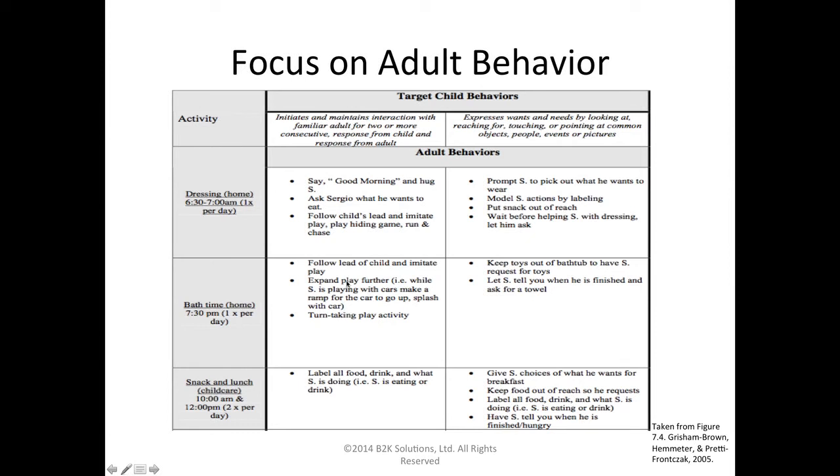But in this illustration, you see these bullets are what adults will do. They'll take turns, they'll expand on play, they'll keep a toy out of reach, they will put snack out of reach, they'll wait 5 seconds. They'll give choices, they'll give a command, they will ask a question. So this is really important that we understand that the adults are now being instructed on how to speak with one voice and how to really ensure that the instruction is delivered.